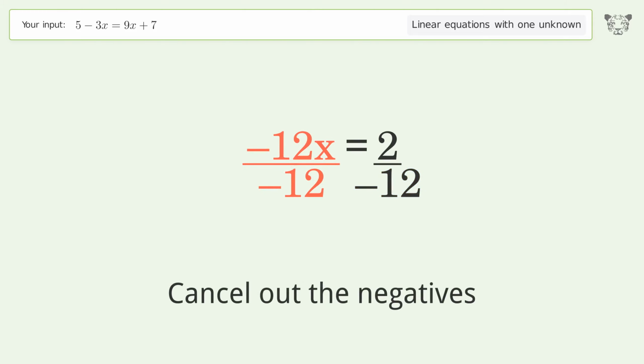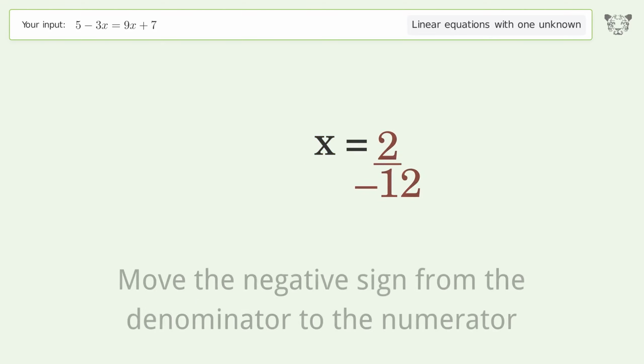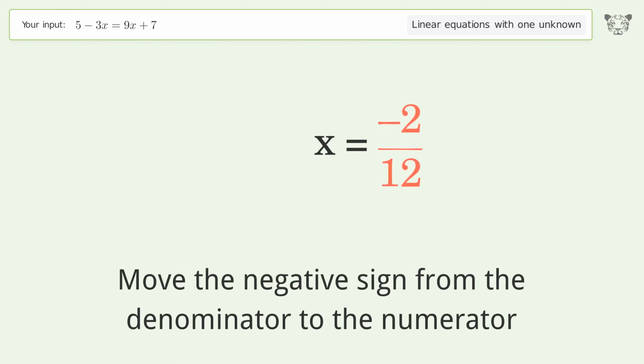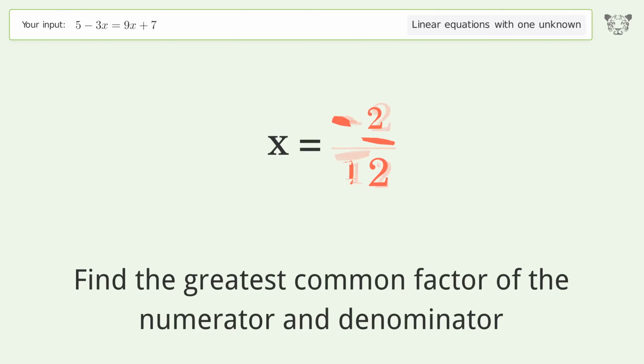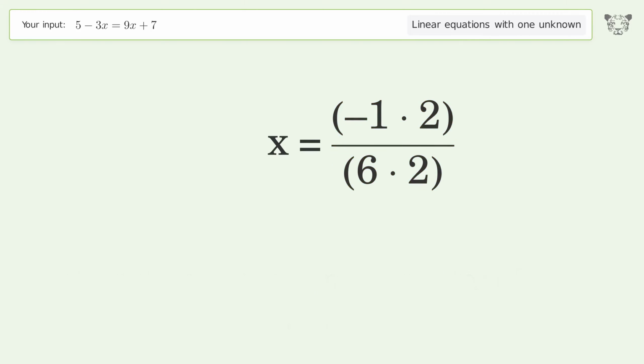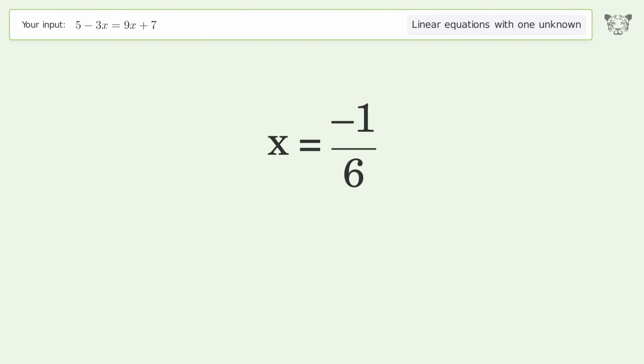Cancel out the negatives. Simplify the fraction. Move the negative sign from the denominator to the numerator. Find the greatest common factor of the numerator and denominator. Factor out and cancel the greatest common factor. And so the final result is x equals -1/6.